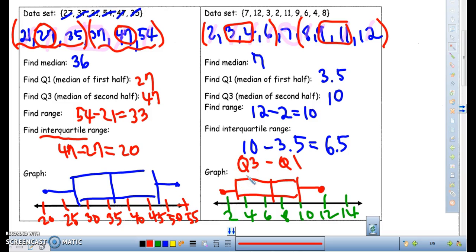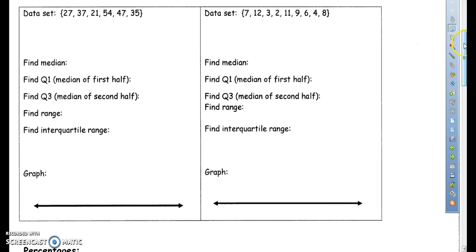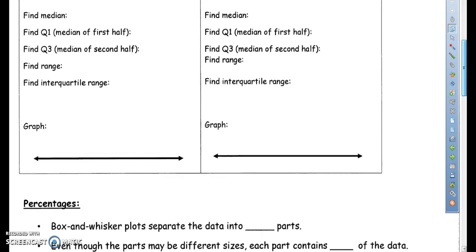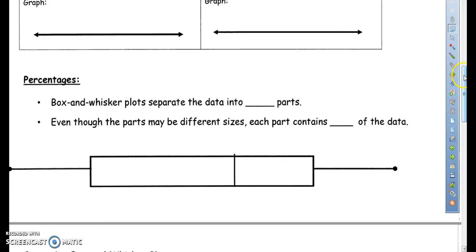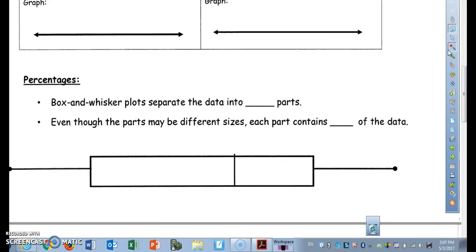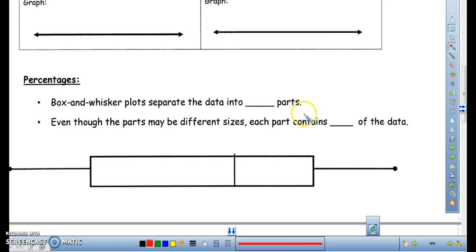Let's go to the bottom and finish the notes. And we're going to do the backside in class. So percentages right here. A box and whisker plot separates the data into 4 parts. So let's write 4. And even though the parts may be different sizes, each part contains 25% of the data.